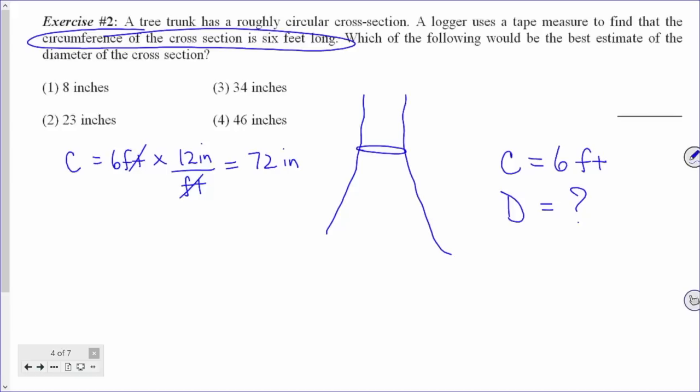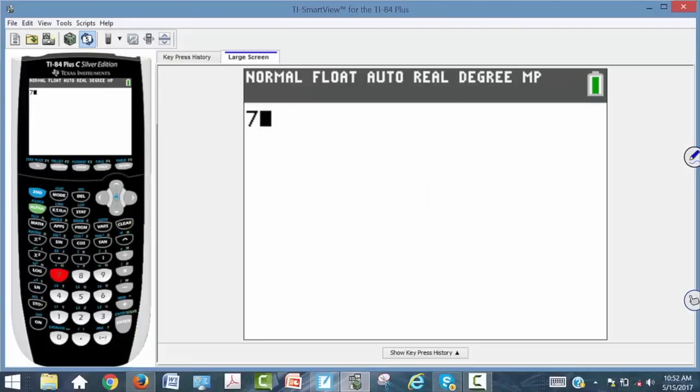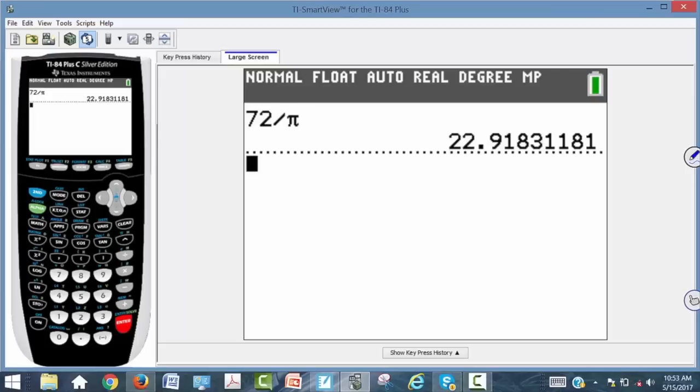Now, we know that the circumference is pi times the diameter. And we know that is 72 inches. So in order to figure out the diameter, all we have to do now is divide both sides of this equation by the number pi, right? And then we need to use our calculator. So let's jump back into it. Let me clear this out. I'm going to do 72 divided by pi. And there's our diameter, 22.918 inches.